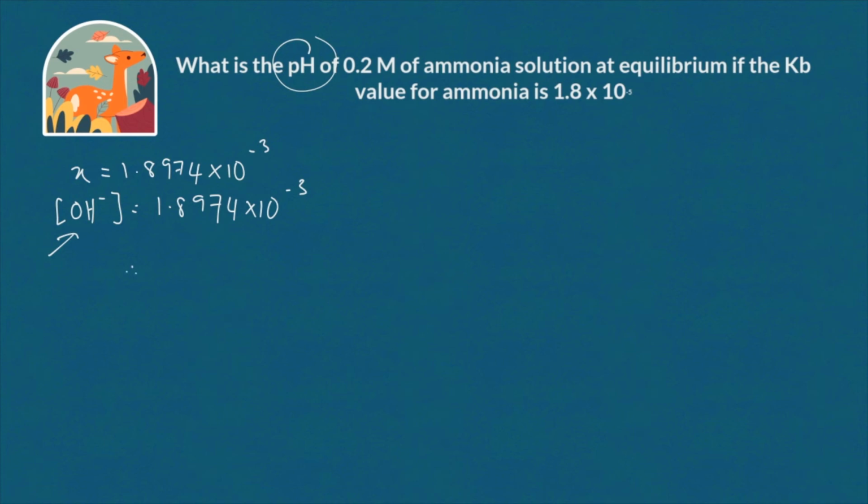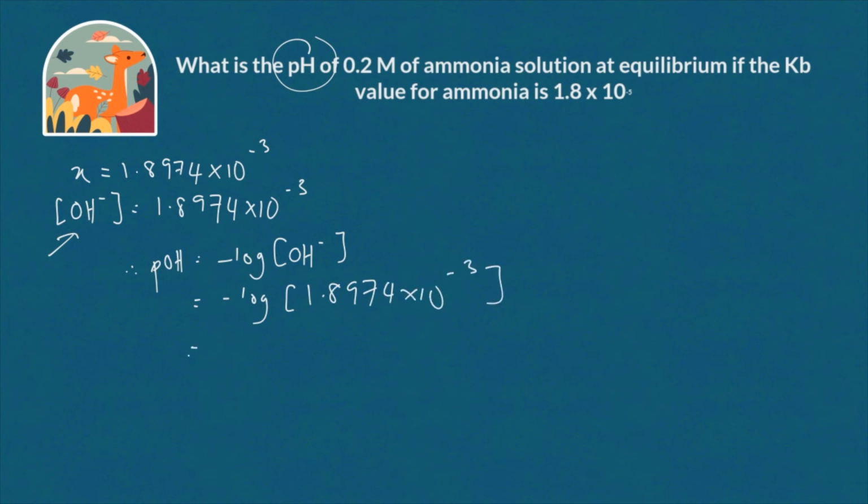Therefore, what you can calculate first is the pOH, which is equivalent to negative log OH minus. So the value of OH minus is the value of X, so 1.8974 times 10 to the power of negative 3. So you can get your pOH is equivalent to 2.7218. Right, but this is not all, because you were asked to calculate the pH, not the pOH.